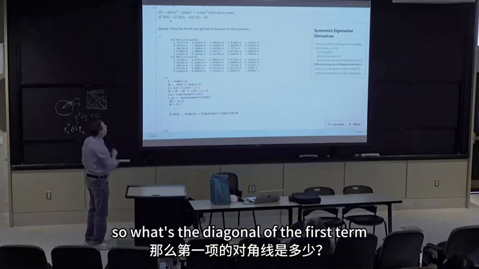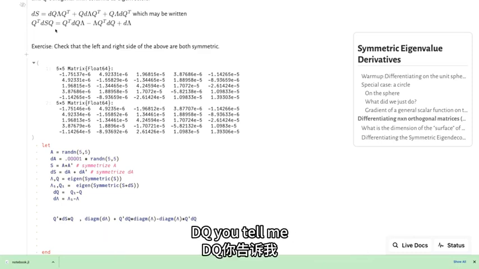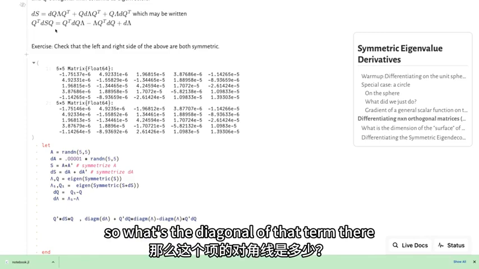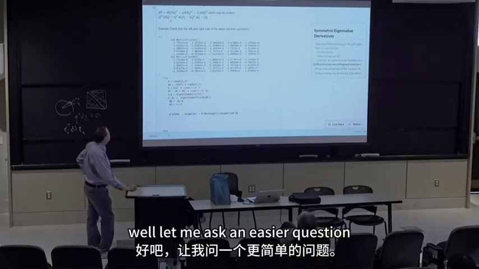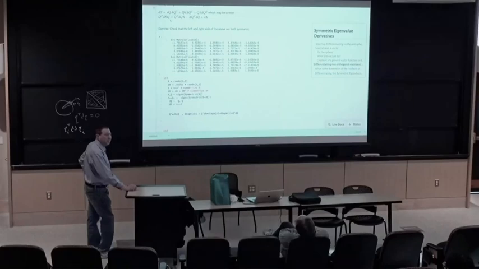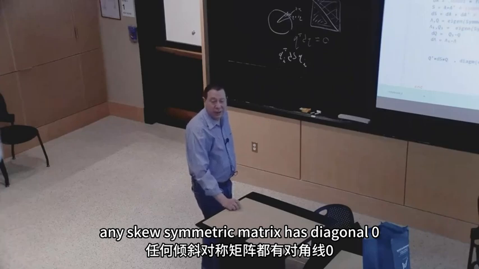So what's the diagonal of the first term? Capital lambda is a diagonal matrix, right? Q transpose dQ, you tell me, is an antisymmetric or skew-symmetric matrix. So what's the diagonal of that term, Q transpose dQ lambda? Well, let me ask an easier question. What's the diagonal of Q transpose dQ? That's an easy question. It's 0, right? That's just the fact that any skew-symmetric matrix has diagonal 0.